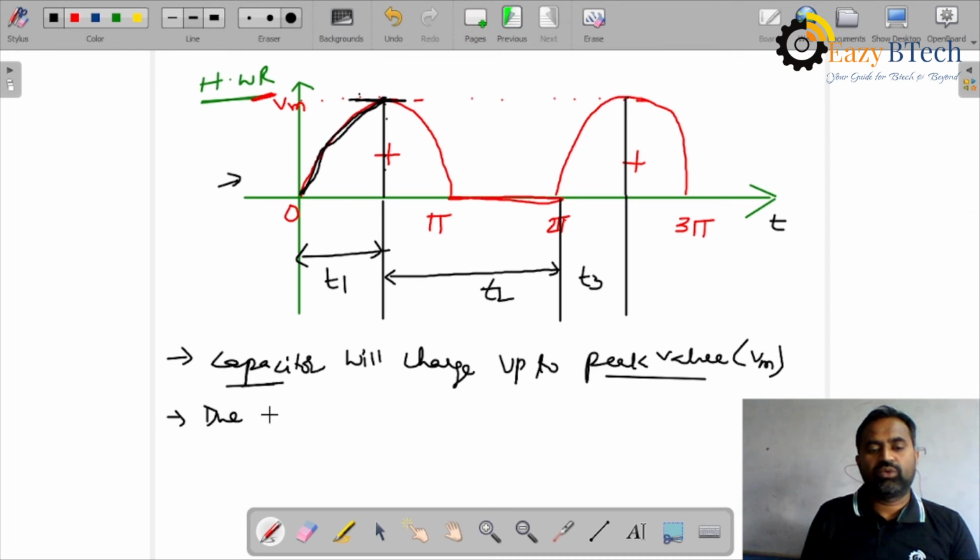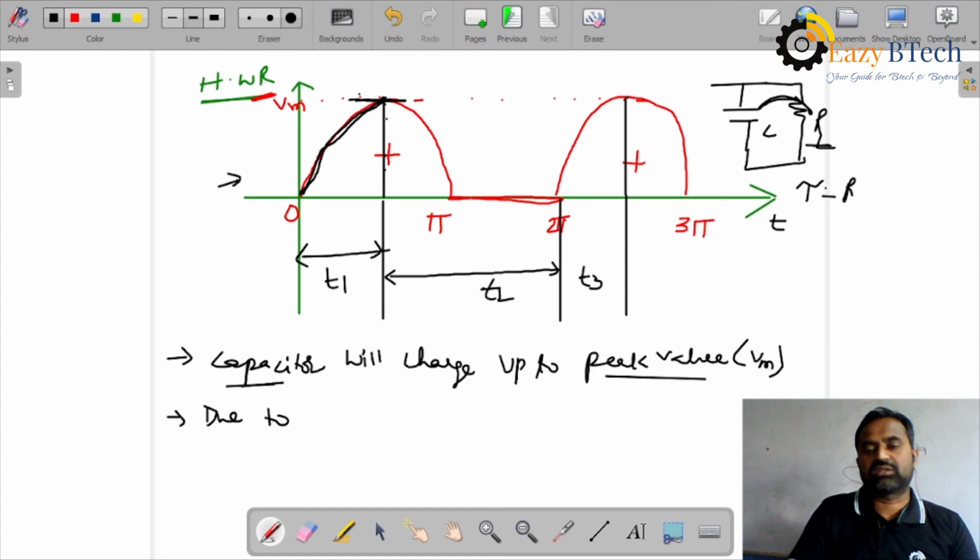Here we have a capacitor and load resistance. This is the discharging path of the capacitor. The time constant tau is equal to RC. Now this value tau is larger, and when it is larger, the capacitor discharges slowly.